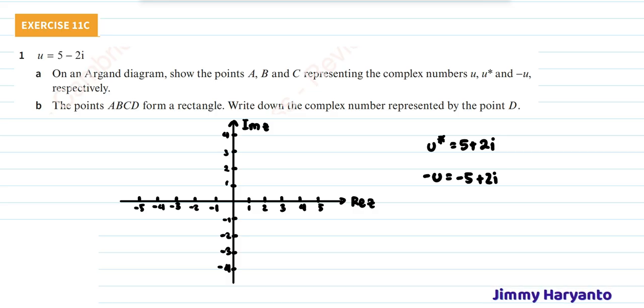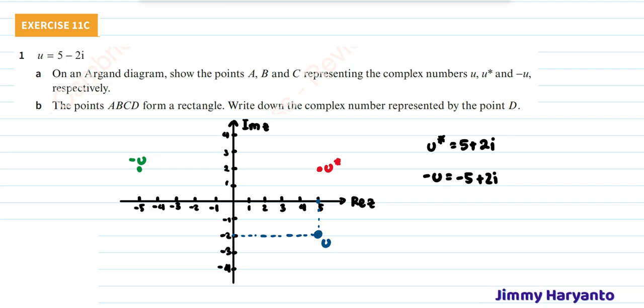U is 5 and negative 2. 5 right there, negative 2 is right here. You pair them up like this, so this is our U. And then U star is 5 plus 2i, which will be right here. And then the last one is negative 5 plus 2i. Negative 5 plus 2i is right there, so this is negative U. There we go, that's it. That is for question 1A.